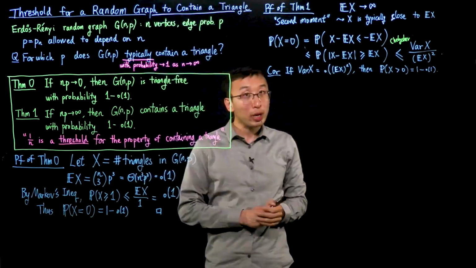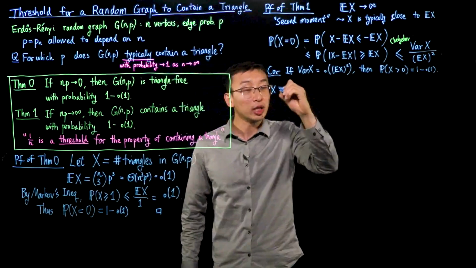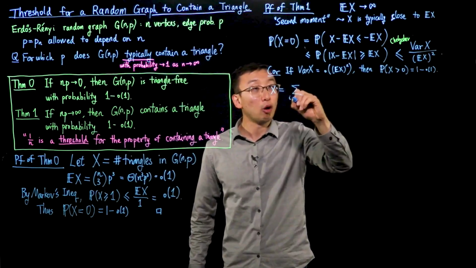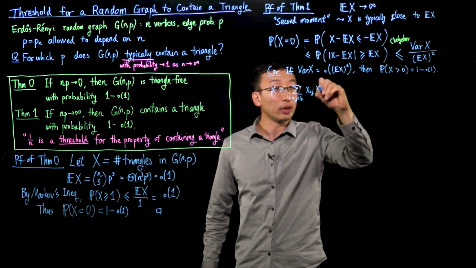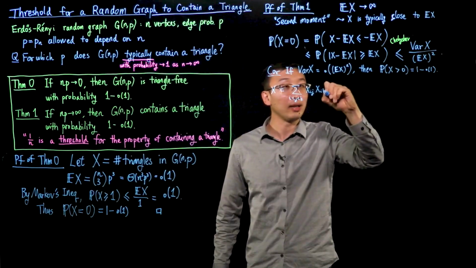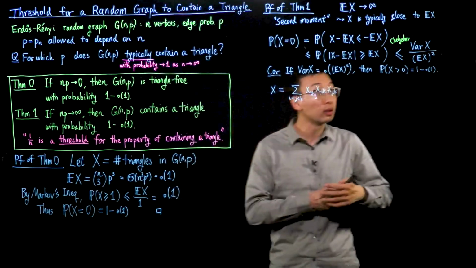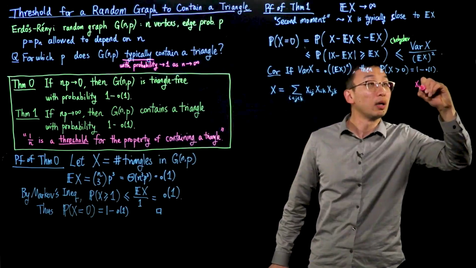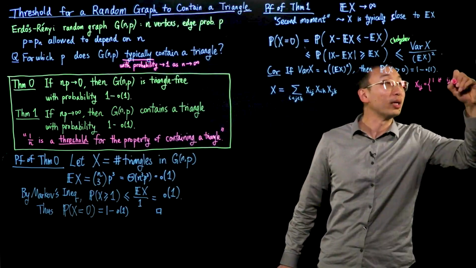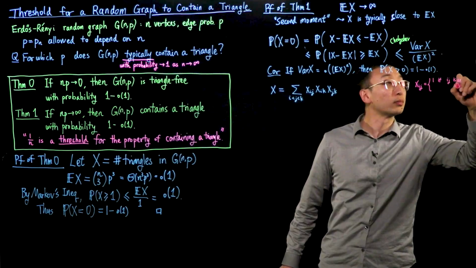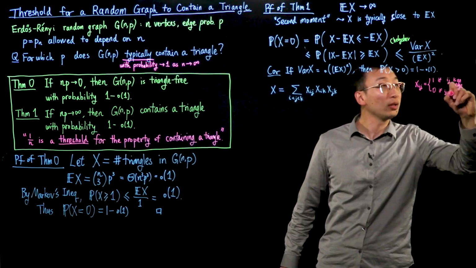X, still the number of triangles, we'll be able to write in the following way. X is equal to the sum over all triples of vertices i, j, k of the following quantity: X_ij X_ik X_jk, where we define these X_ij's as follows. X_ij is equal to 1 if ij is an edge, and 0 if ij is not an edge.